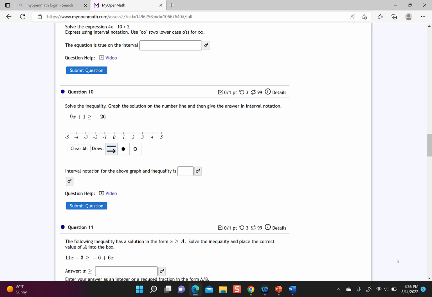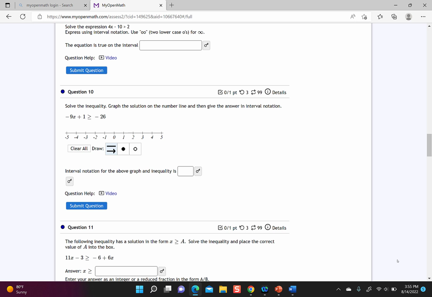So you might find that as you're doing homework, you come across problems that you're asked to graph. When you're graphing, I want to show you how to use the tool. Now take this problem, negative 9x plus 1 is greater than or equal to negative 26. I would move the 1 over, so I have negative 9x is greater than or equal to negative 27. I would divide by negative 9, which would make x less than or equal to 3.